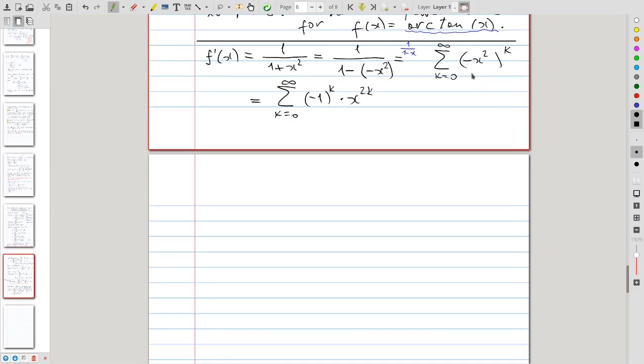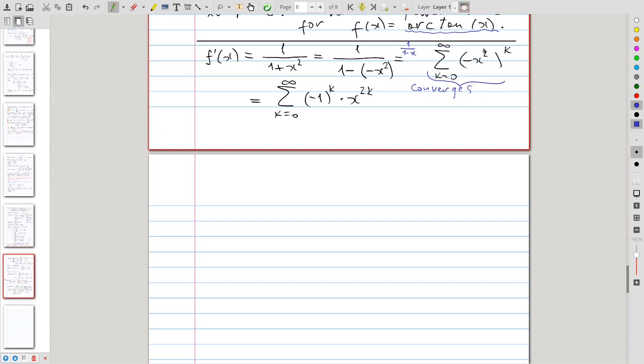When does this power series converge? Well, it converges by being a geometric series. It converges, or maybe I should say we're looking at this series here.